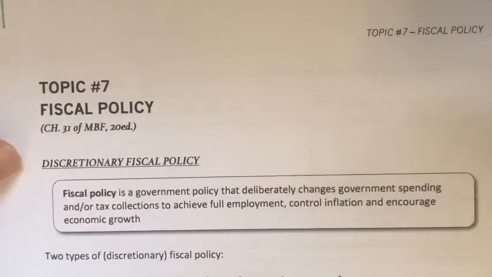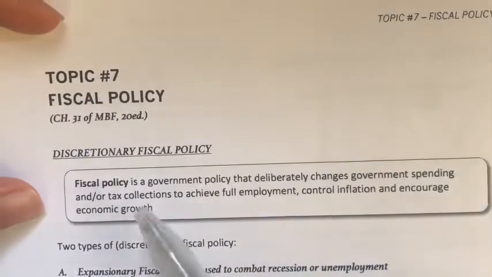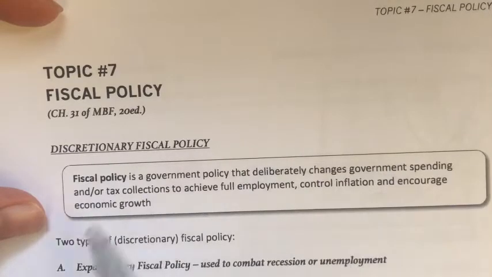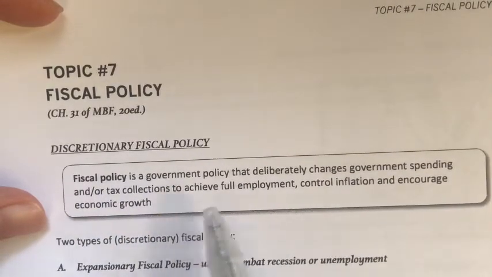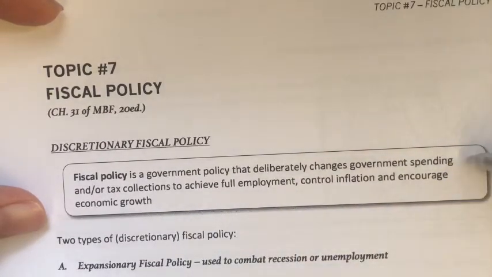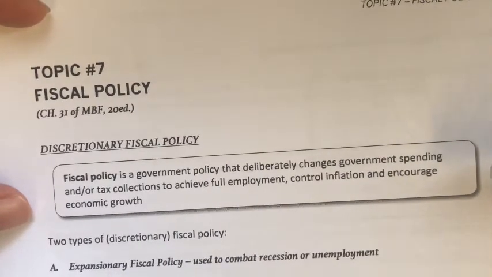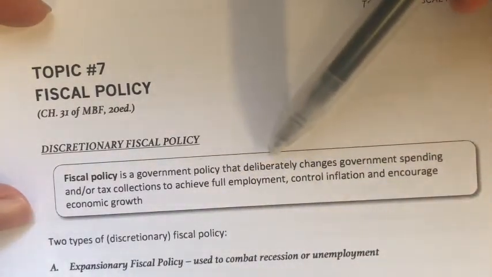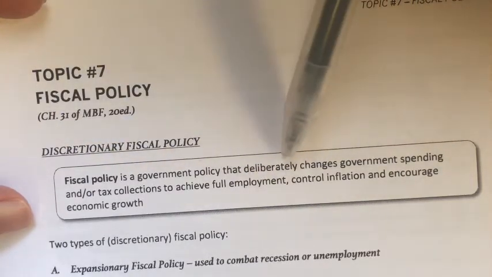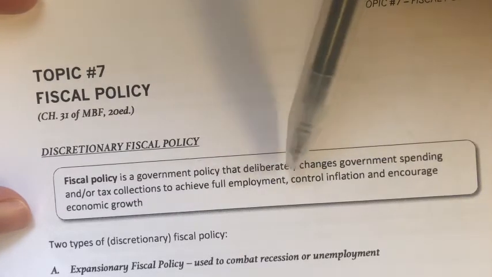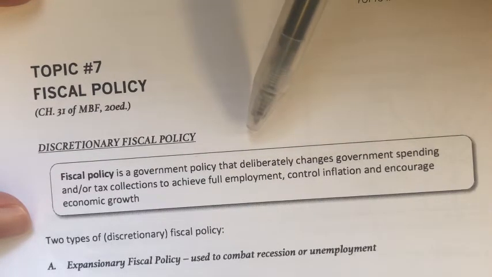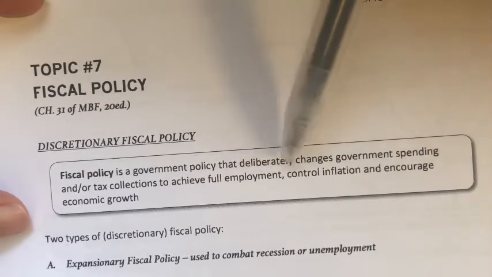Let's take a look at the definition of fiscal policy. Fiscal policy is a government policy that deliberately changes government spending and or tax collections to achieve full employment, control inflation, and encourage economic growth. We can break down this definition into several parts for you to understand it better. Number one, the key word here is deliberately. This is basically what it means by fiscal policy being discretionary, in that the government will quote unquote manually adjust how the government or the authorities respond to any changes in the economy. So this is what it means by deliberately changes.